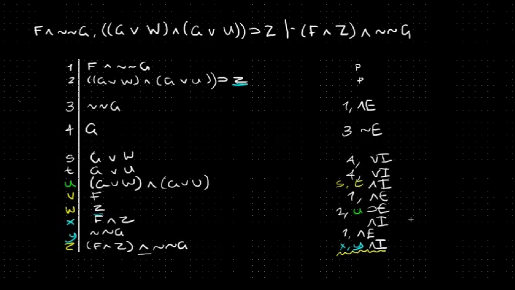Let's move that up. And again, all that remains now is for me to go through and renumber this proof. So 4, 5, 6, 7, 8, 9, 10, 11, 12.